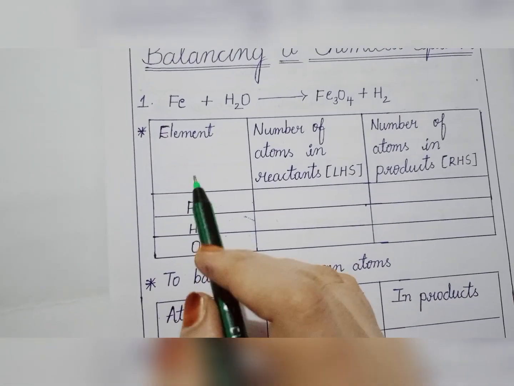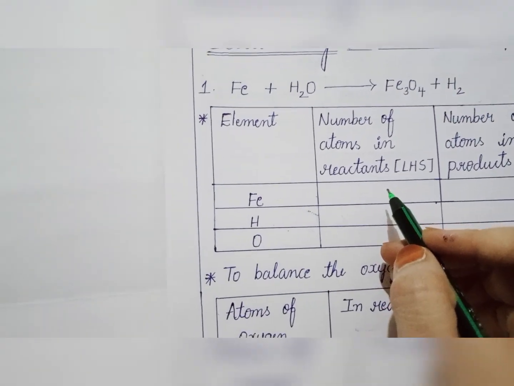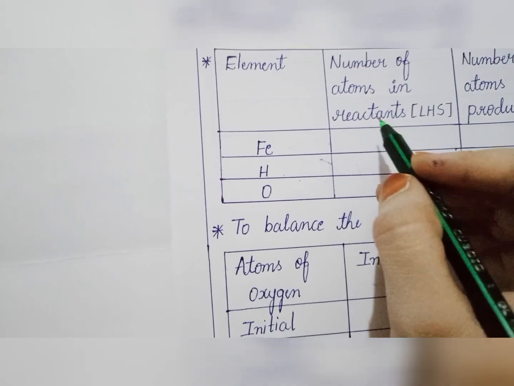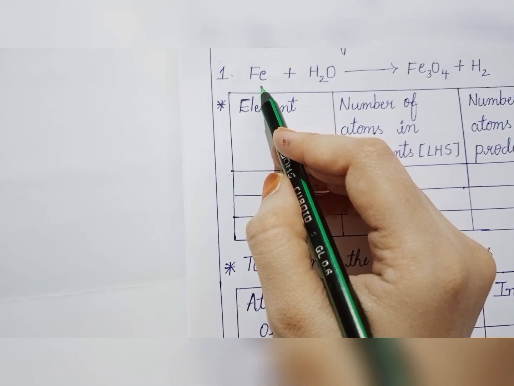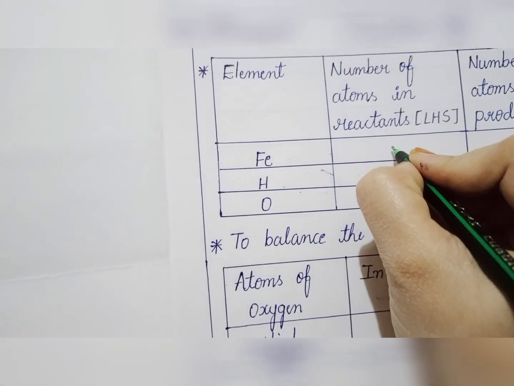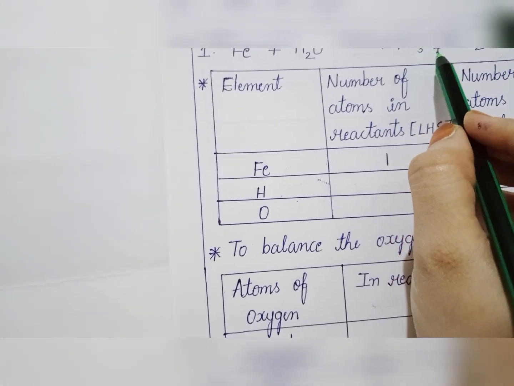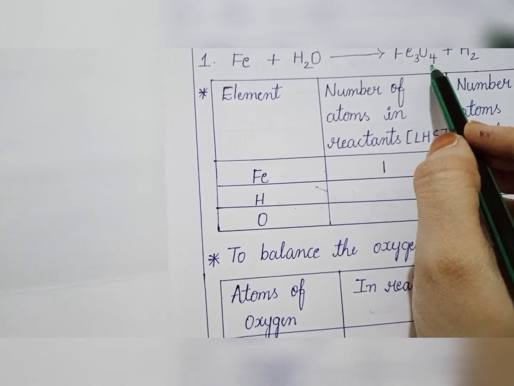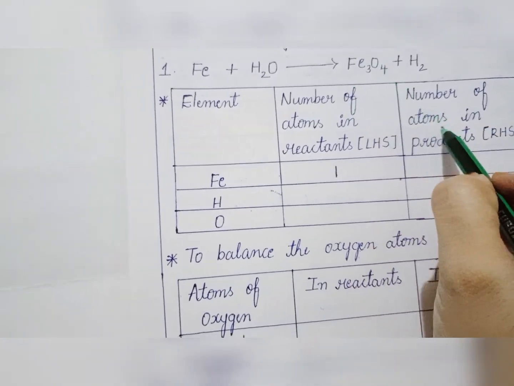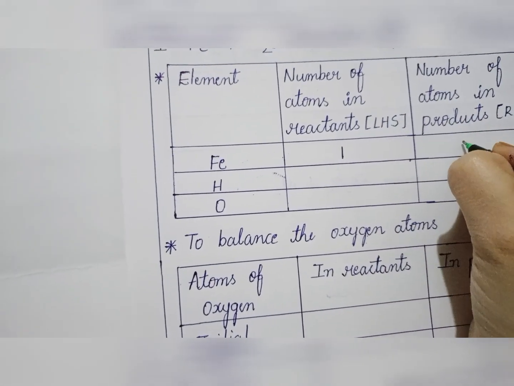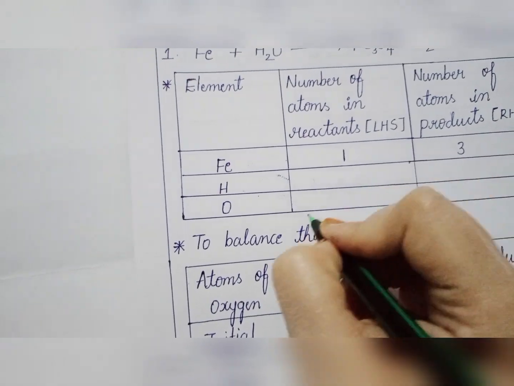So first we shall look at the iron element. See here, students, in the reactant side only one iron atom is present. That's why I'm writing 1 here. Then the number of atoms on the product side: the iron atoms present in the product side are 3. So I'm writing 3 iron atoms present in the product side.